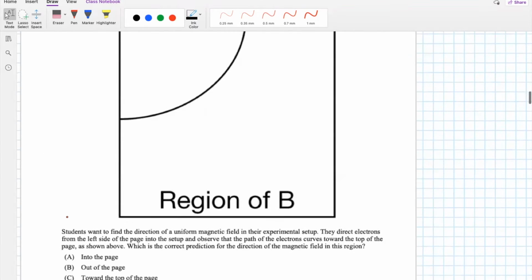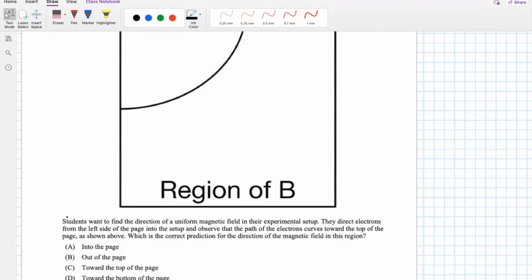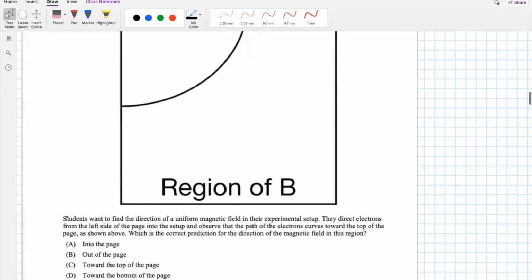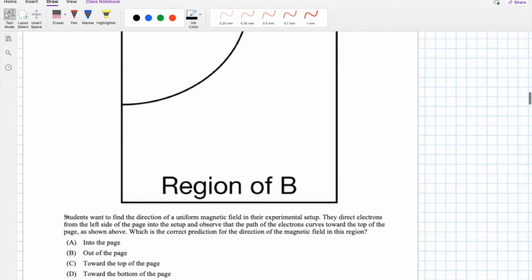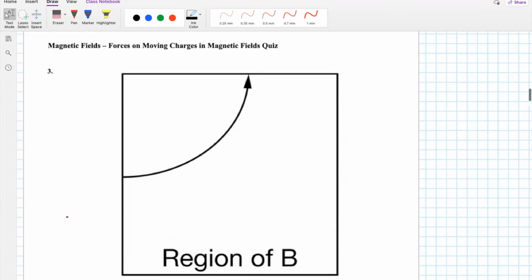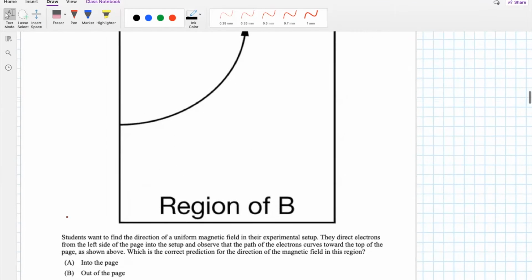Next one, again, more trajectories. Students want to find the direction of a uniform magnetic field in their experimental setup. They direct electrons from the left side of the page into the setup and observe the path that they take toward the top of the page as shown. Which of the following is the correct prediction for the direction of the magnetic field in this region?